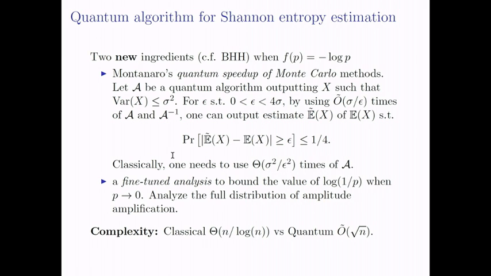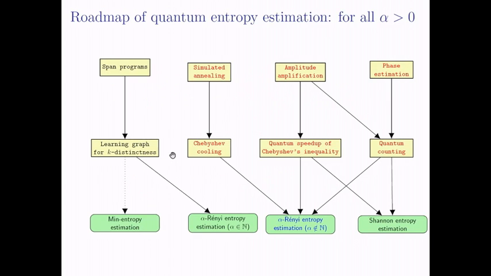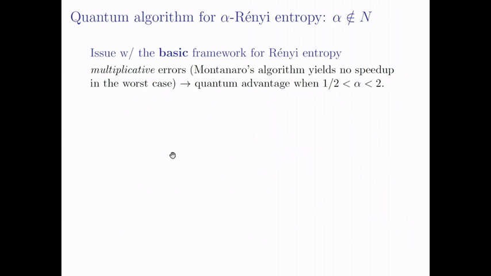But extending this idea to general Renyi entropy is troublesome. And that's what I'm going to talk about for general Renyi entropy. So why is it troublesome? The main issue is when we talk about the Shannon entropy, you're looking for additive error guarantee, and this is a good quadratic speedup by Montanaro's algorithm. But for general Renyi entropy, you're actually looking for the multiplicative version of this concentration of measure equation. And it turns out there's almost no speedup in the worst case if you look into what we know about this general problem. And if you just naively use the same framework, you only get a quantum advantage between half and 2 for this alpha.